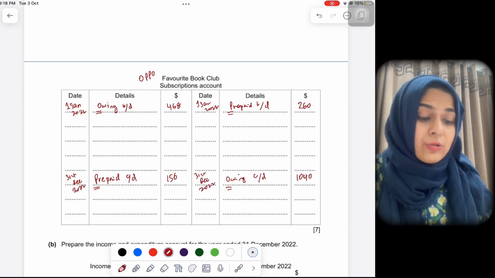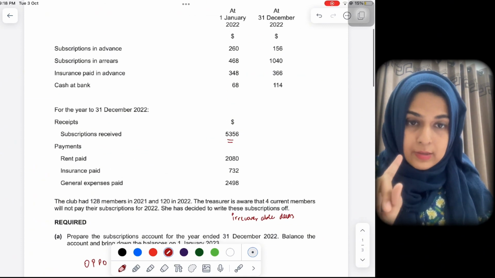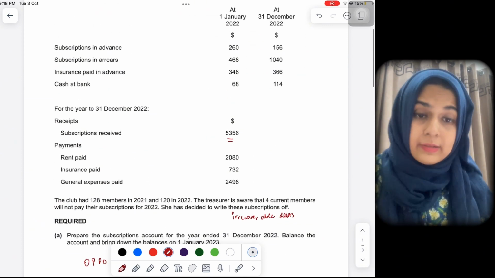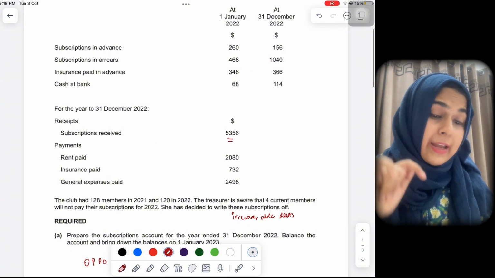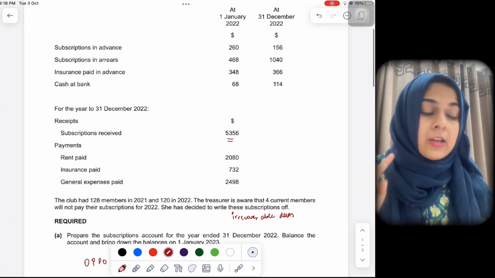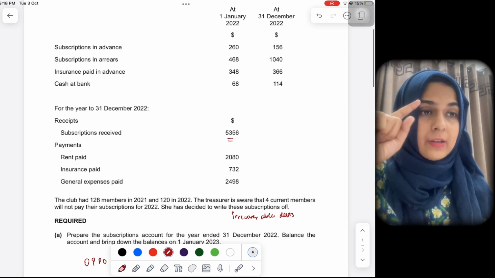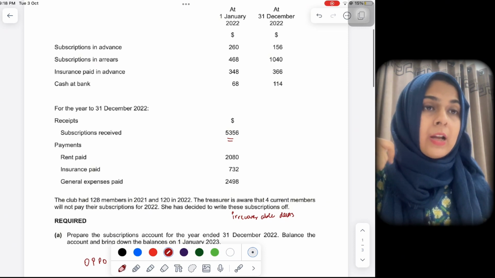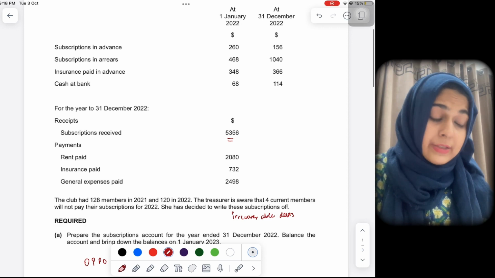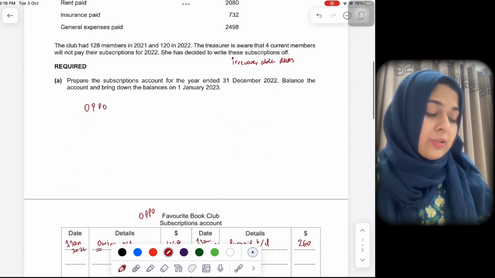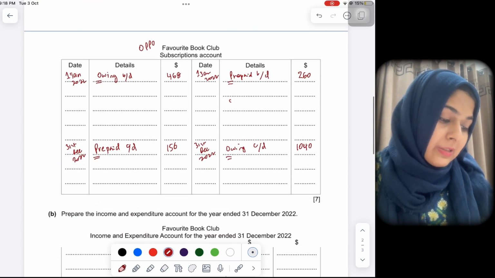So now you'll think that there's one value that's called bank, and then another value called income and expenditure. In this case, we have an additional value that is irrecoverable debts. If you look here, bank receipts, whenever you receive subscriptions in your bank is debited. So subscription account needs to be credited. So you write here subscriptions.